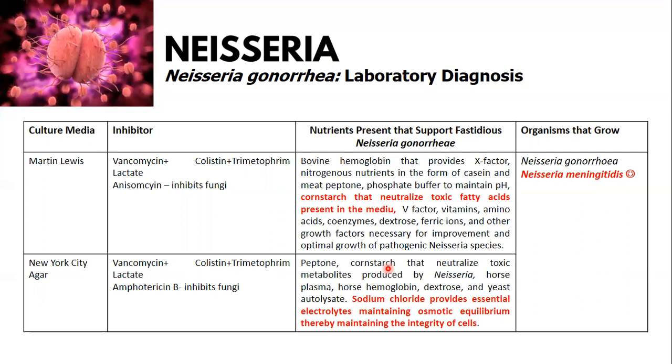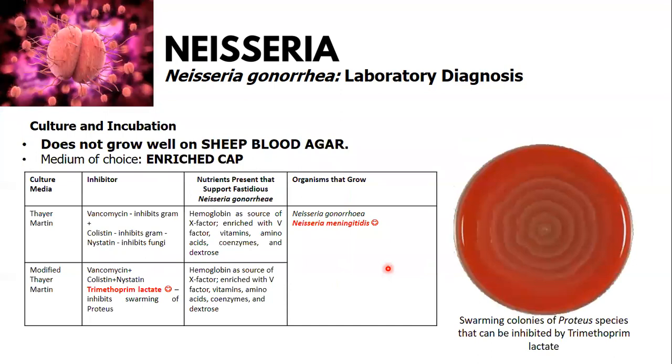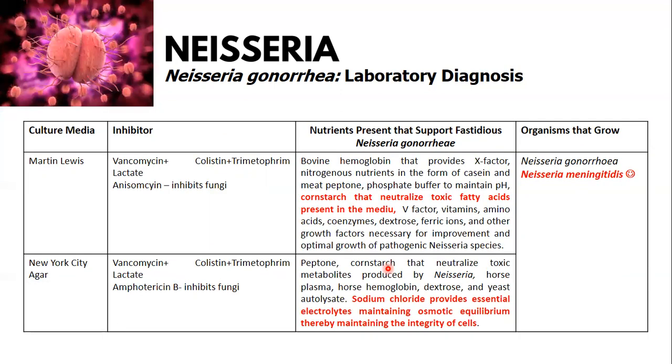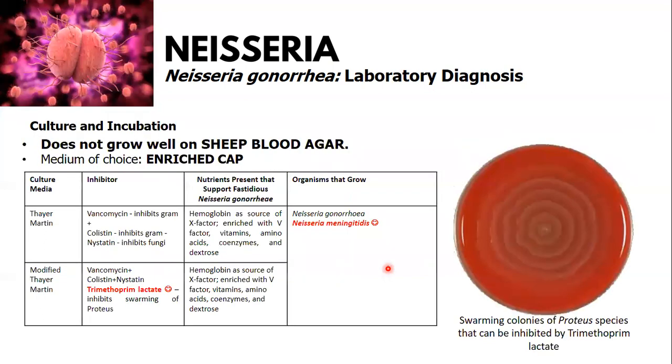And take note, it also has sodium chloride that provides essential electrolytes, maintaining osmotic equilibrium, thereby maintaining the integrity of cells. And take note that these media we have here, Thayer-Martin, modified Thayer-Martin, Martin Lewis, New York City agar, all of these media are enriched chocolate agar plates that support primarily the growth of Neisseria gonorrhoeae from clinical specimens. However, they can also be used to isolate Neisseria meningitidis if the specimens obtained are coming from anatomical sites that are normally populated with microbiota.